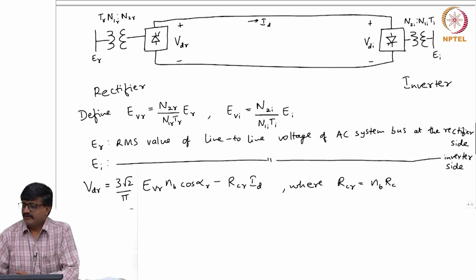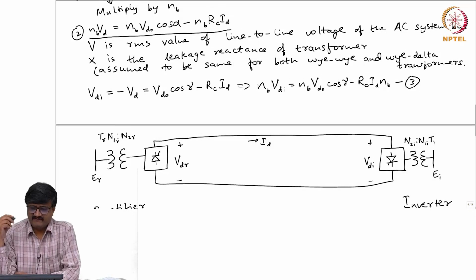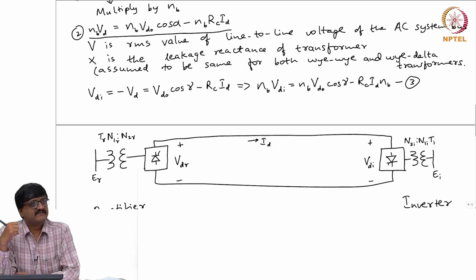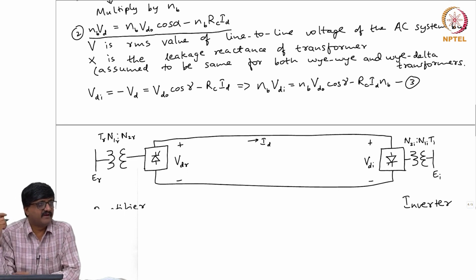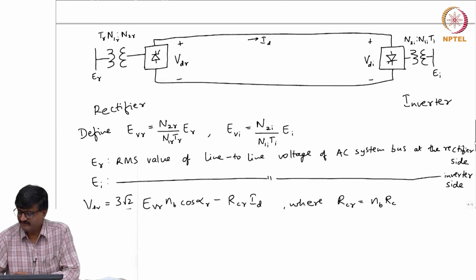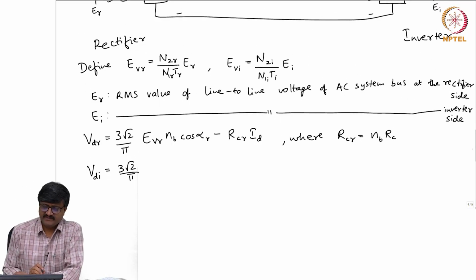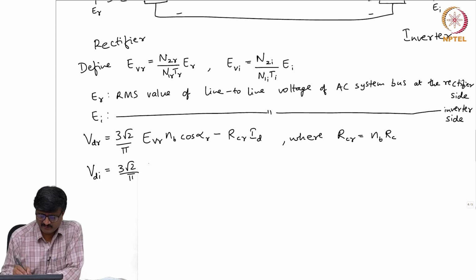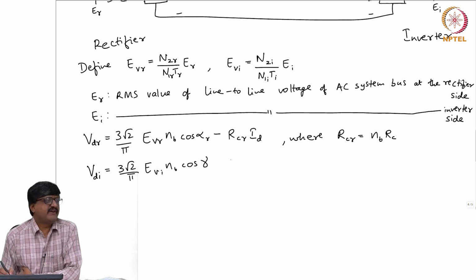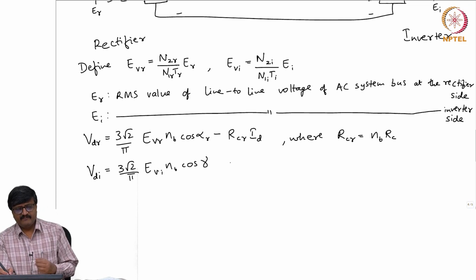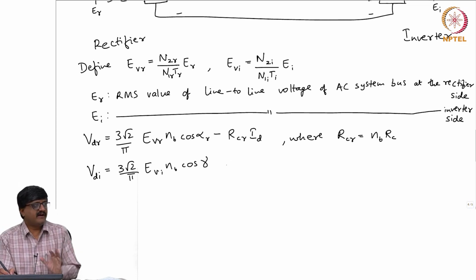Go back to this equation, equation number 3. Is there any minus there? I want to write it in terms of gamma. We will see why we write it in terms of gamma shortly. If we write it in terms of gamma, it is 3 root 2 by pi E Vi NB cos gamma.